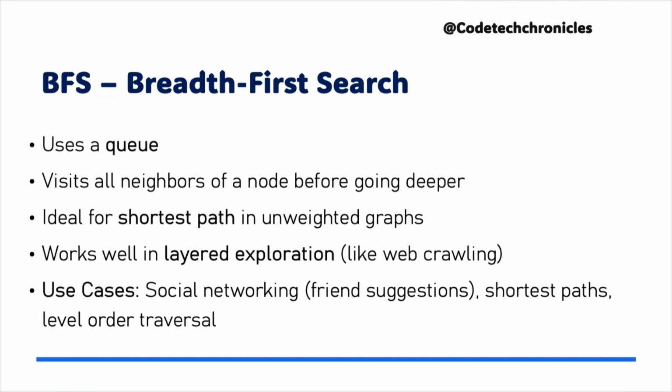BFS, breadth first search. In BFS, we use a queue to explore all neighbors of a node before going deeper. It's ideal for finding the shortest path in unweighted graphs and layered exploration like social networks or web crawling. An example use case is finding the shortest connection between two people on LinkedIn.